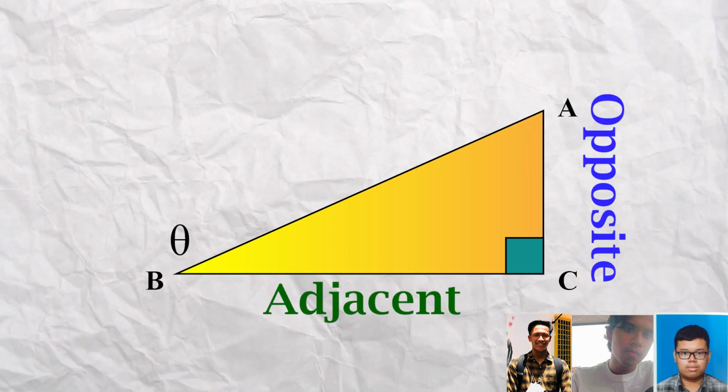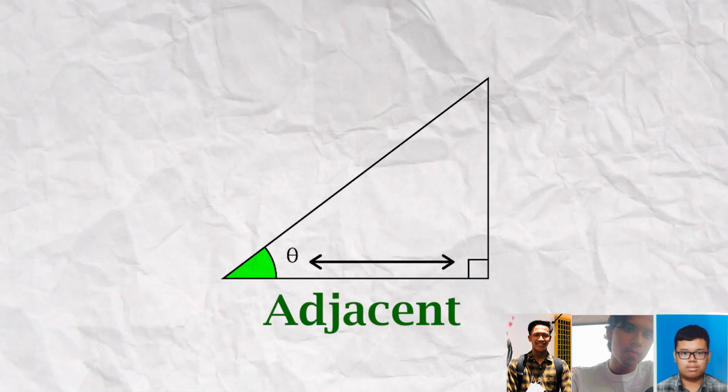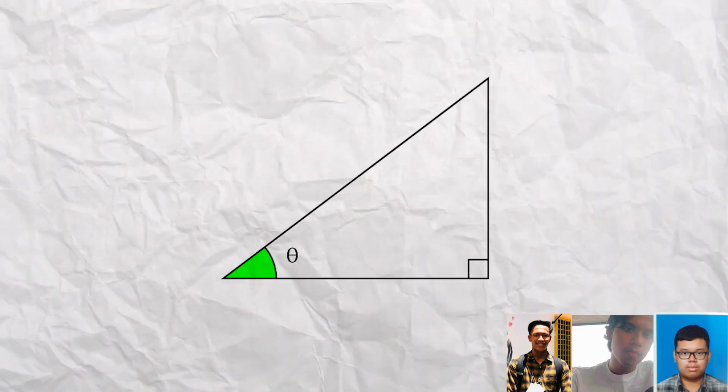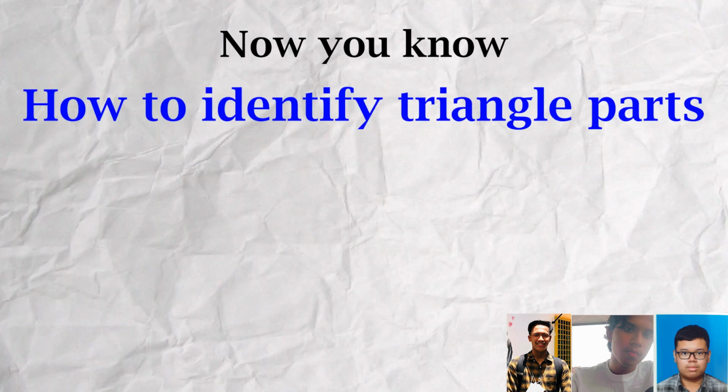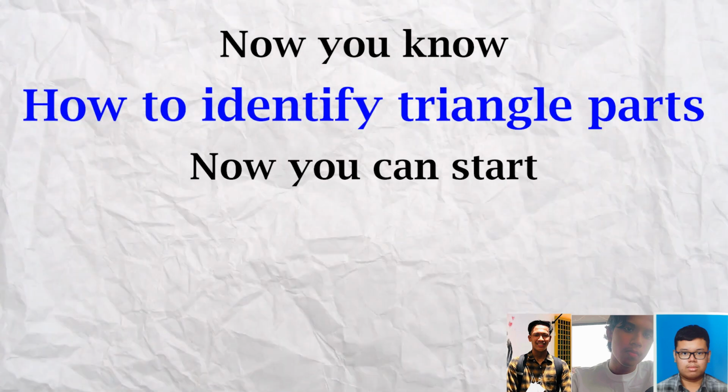They're pretty much interchangeable. Adjacent is the side between theta and the 90-degree box. Meanwhile, the opposite is the side opposite to theta. Makes sense, right? Alright, after you get used to identifying these parts, you're ready to start finding the parts.